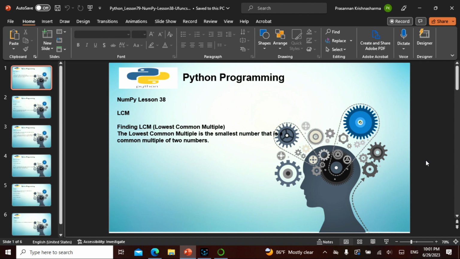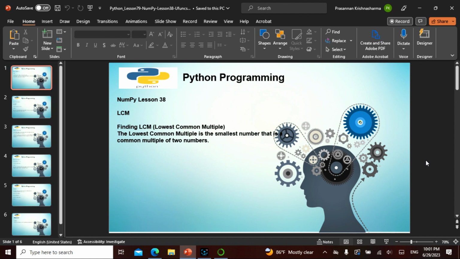So today is chapter 79 in the entire Python, and in NumPy this is chapter 38. In the previous lecture we saw simple arithmetic, how to actually do it, and we saw a few functions on the same. In today's continuation, it is still NumPy, and I think NumPy will go on for at least 10 or 15 days. Today we're going to be seeing something called LCM.